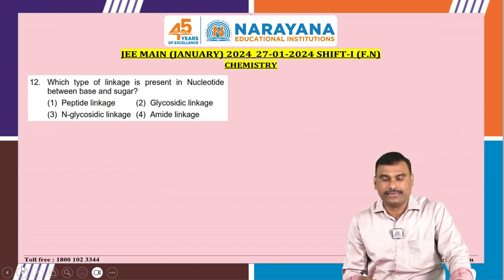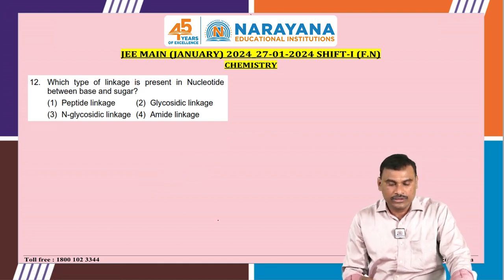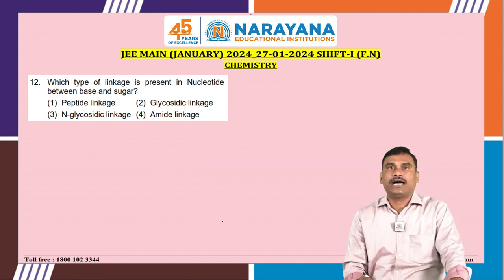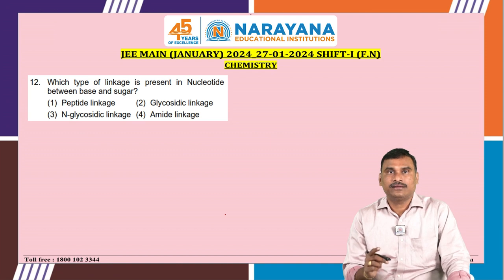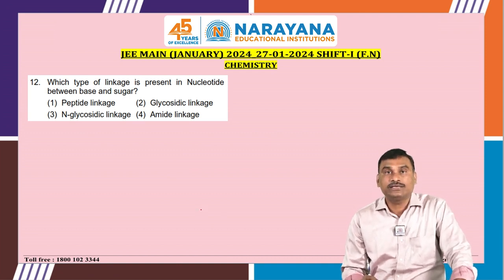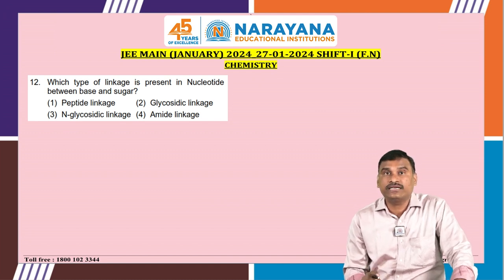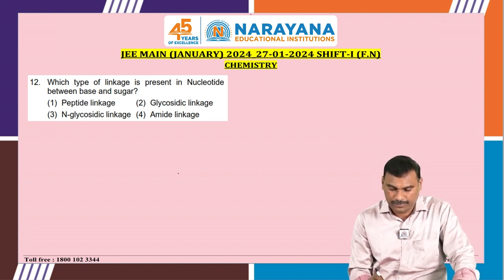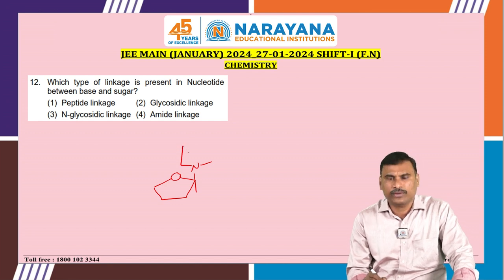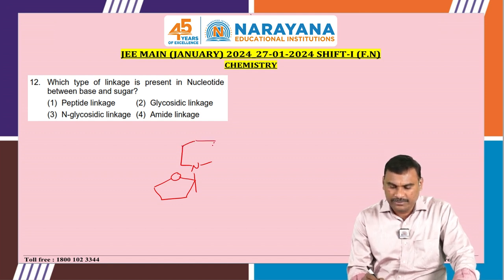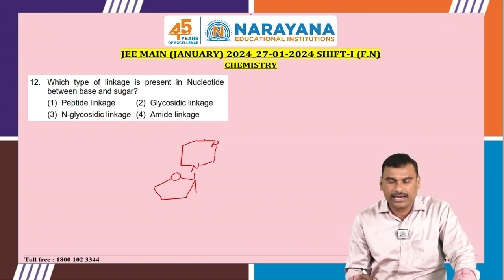Next question, student, 12th. Which type of linkage is present in a nucleotide between base and sugar? I think most students get ambiguity in this question, since you are thinking that it is the linkage between two nucleotides. No, student, the question is not the linkage between two nucleotides. It is the linkage between the base and sugar, like this. Sugar and base. It may be a purine base or a pyrimidine base.